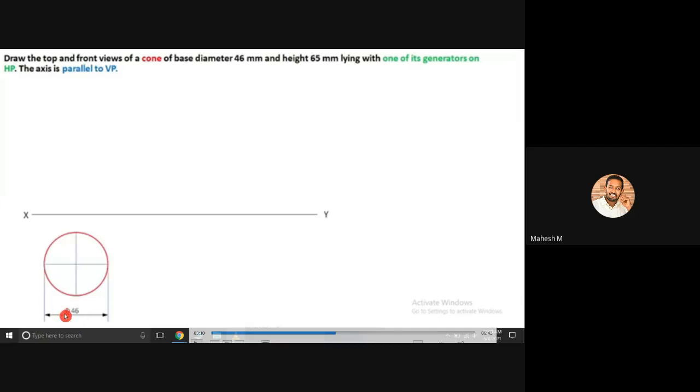So the dimension should be diameter 46. So you should mention the symbol of diameter. Okay, so you should not directly write 46. So it is diameter 46. Okay, then you can divide your circle into 8 equal parts with the help of 45-degree inclined lines. Then you can do your notations.